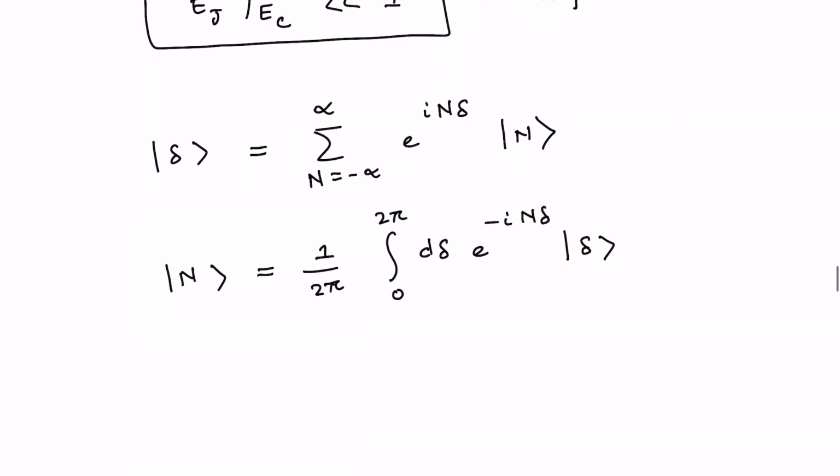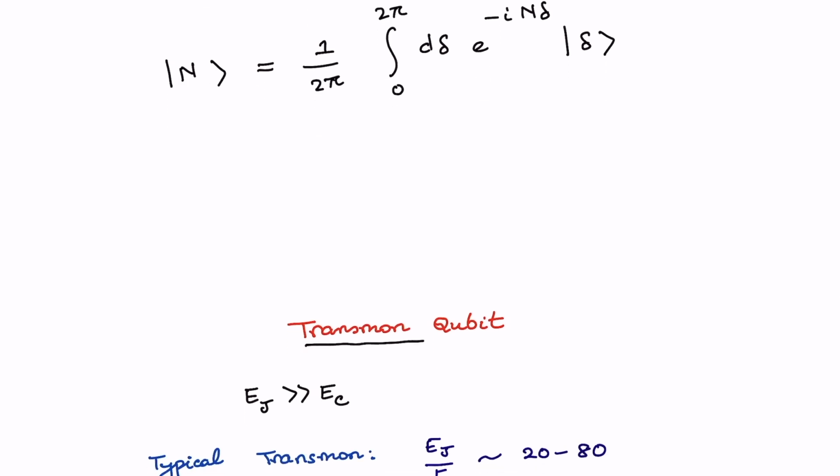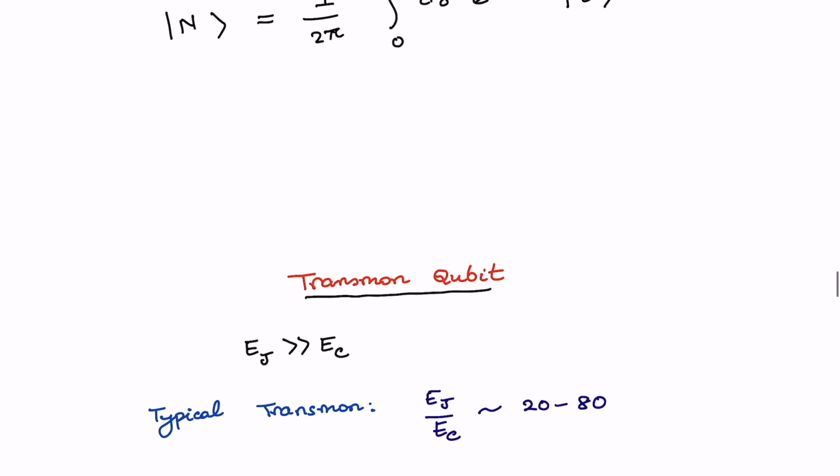Let us now discuss another superconducting qubit called the Transmon qubit. In such a qubit, the Josephson energy is much greater than EC.